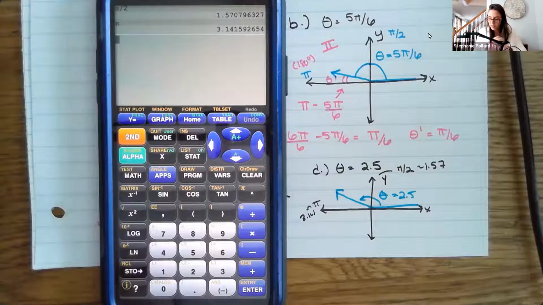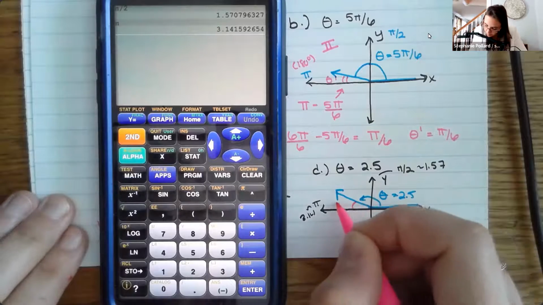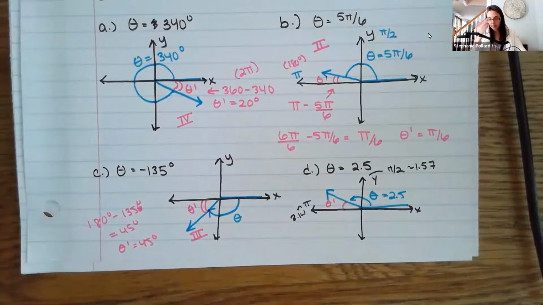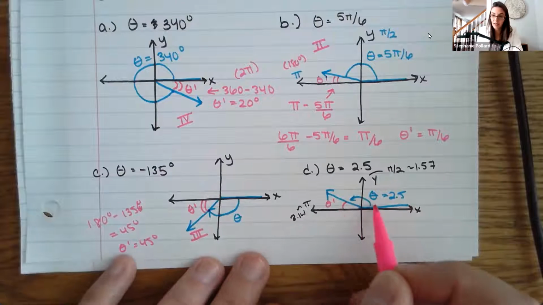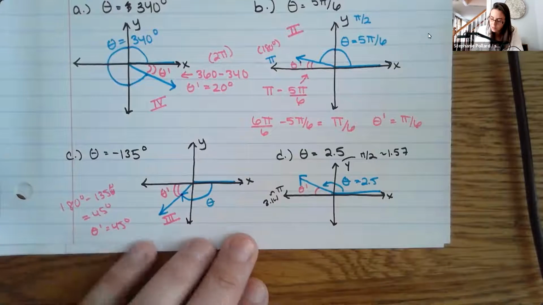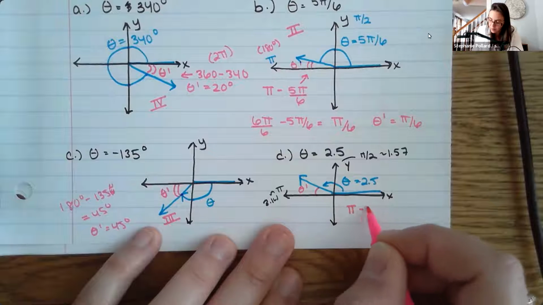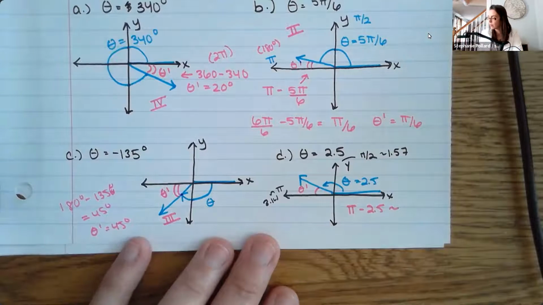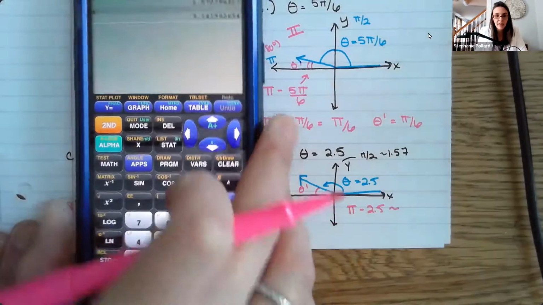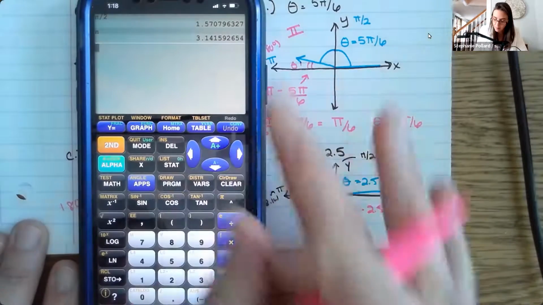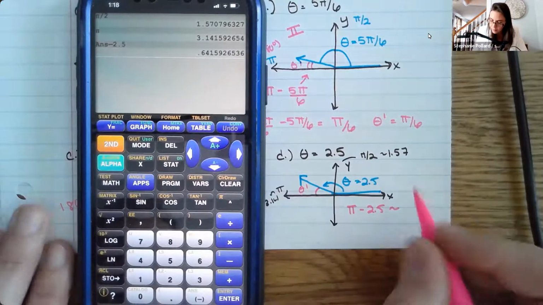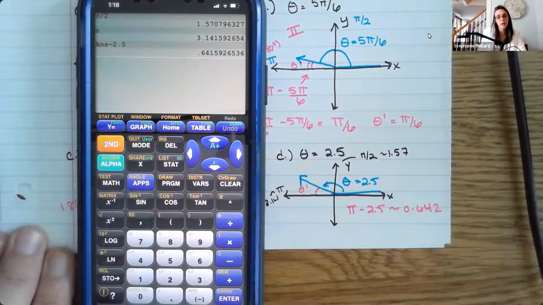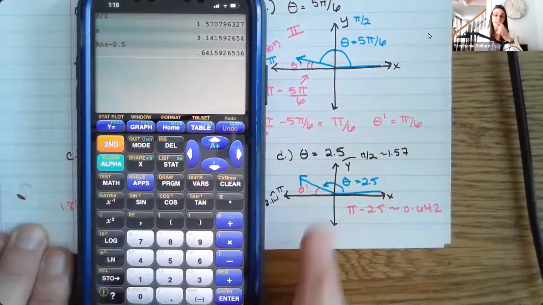And then that means this will be our reference angle. Now, I'm in radians, so I'm going to use the radians idea. And again, I know that this whole top would be 180 degrees or pi in radians. So I'm going to take that pi and subtract the 2.5. And you're just using your calculator there, right? Because they're not really giving you the exact value. So if I plug it into my calculator, pi minus 2.5, I get about 0.642. Again, that is in radians.